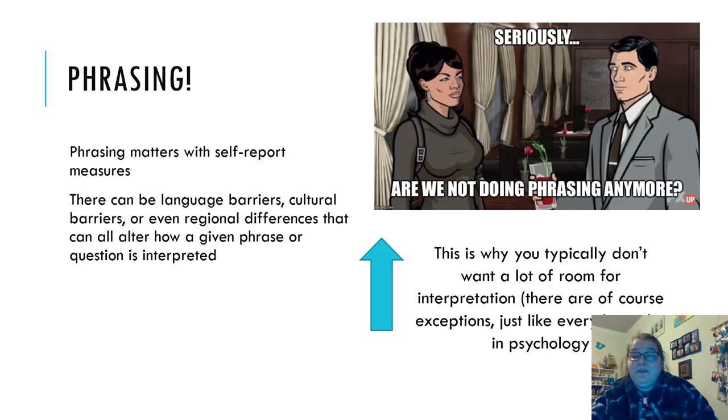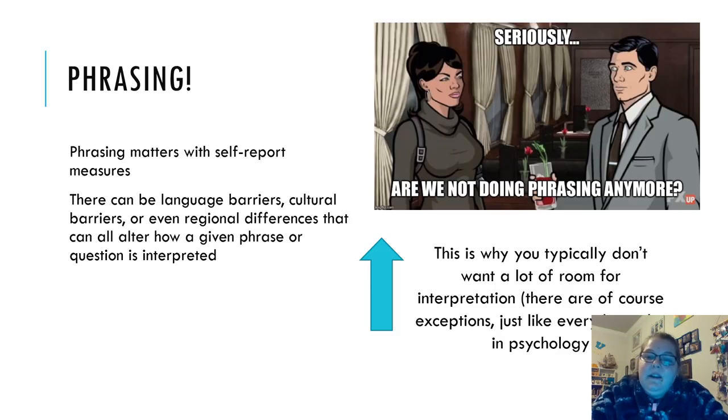Another big thing is phrasing. As I've mentioned before, culture is a huge factor. It influences a lot of different things in research, as does language. There can be language barriers, cultural barriers, regional differences in a specific language, to where one phrase in one situation can mean something entirely different in a different situation.